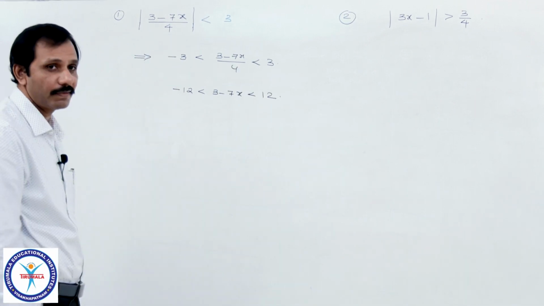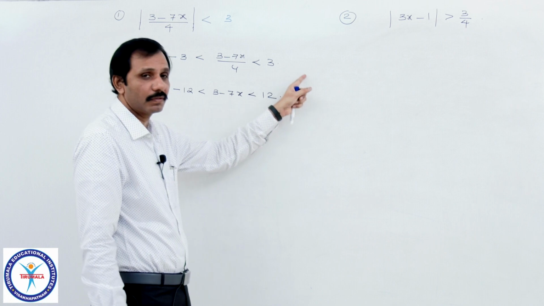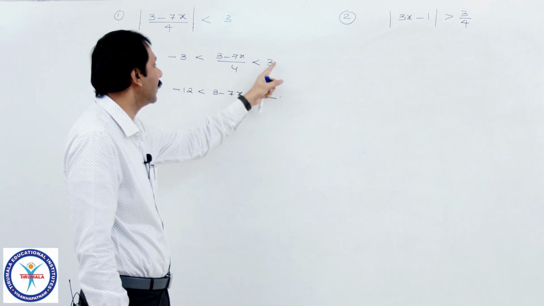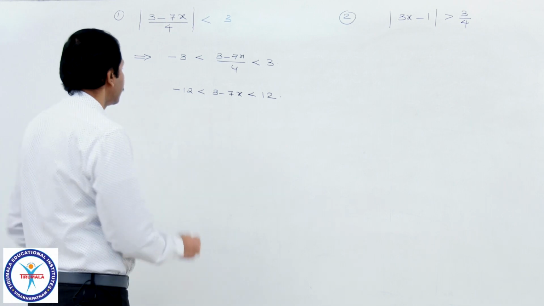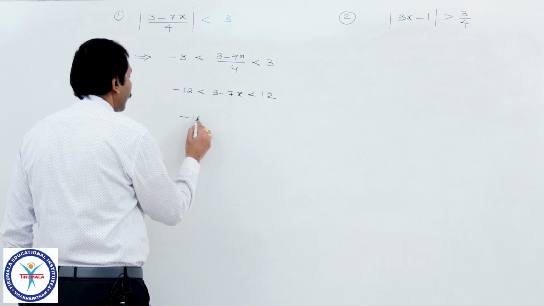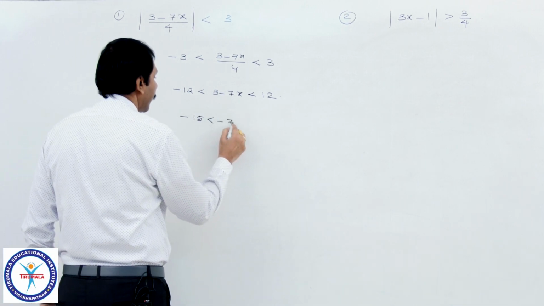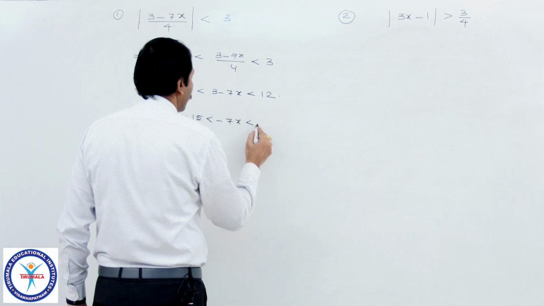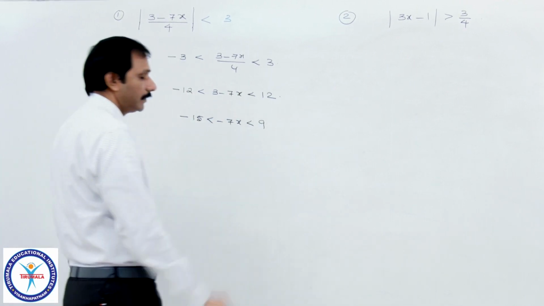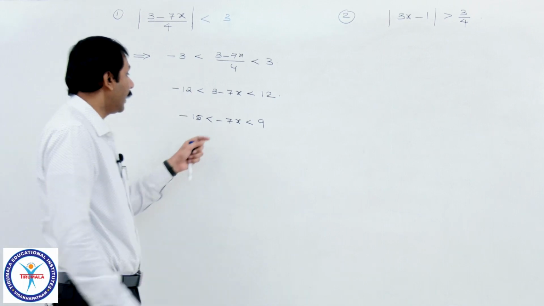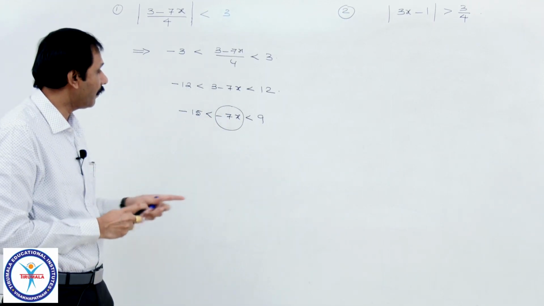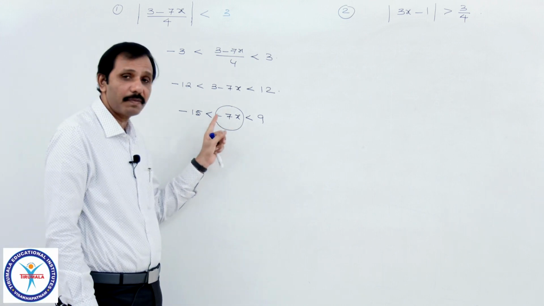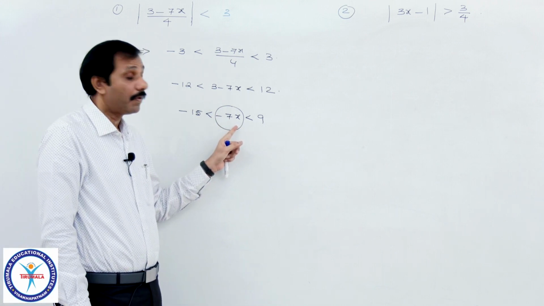Hope you understood this one. I multiplied with 4. This 4 and 4 will get cancelled, here 4 into 3 is 12. Now, this 3 is there, if you take −3, −15 < −7x < 12 − 3, which is 9. Now, here −7x is there, observe this. I want values of x, not of −7x.